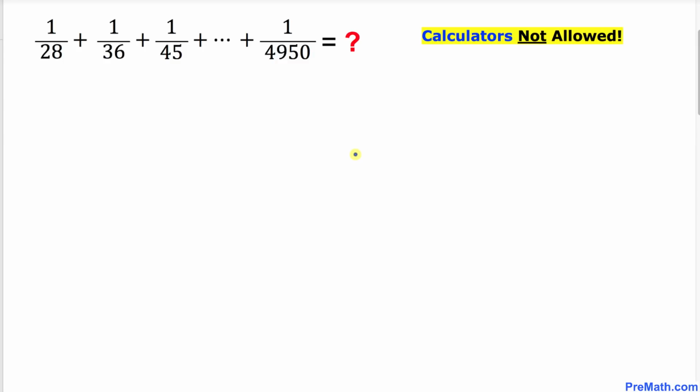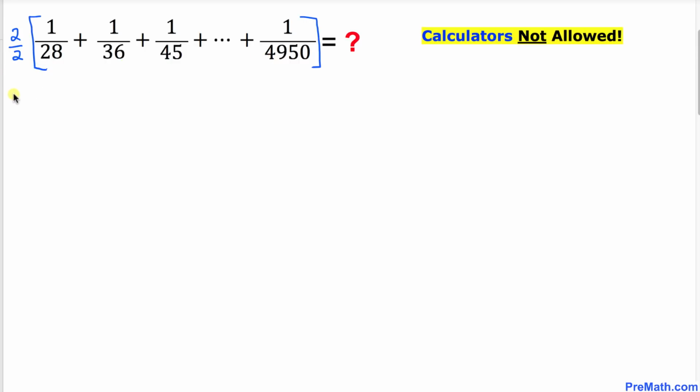So let's go ahead and get started with the solution. Here's the very first thing we are going to do. We are going to manipulate this given series. The very first thing I'm going to do is multiply and divide this series by 2. So let's go ahead and multiply these denominators by 2 all the way.